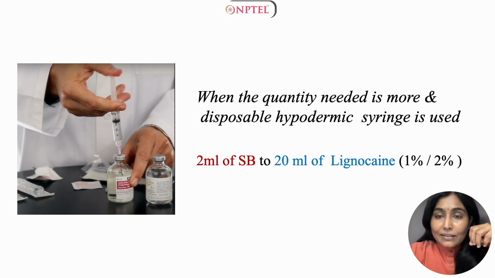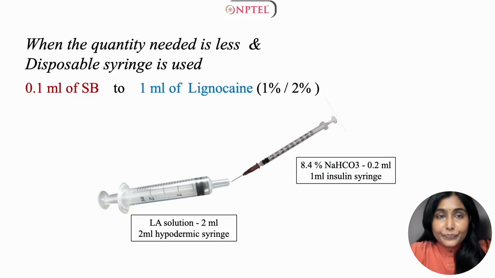When the quantity needed is more and you want to use a disposable hypodermic syringe, all you have to do is use 2 ml of sodium bicarbonate, like what is shown in the picture here, and add it to 20 ml of lignocaine, 1% or 2%. So this makes up the desired mix of the sodium bicarb solution. This is much easier, but you have to remember that this has to be used up immediately. Otherwise, the solution would undergo precipitation and it may not give the desired effect.